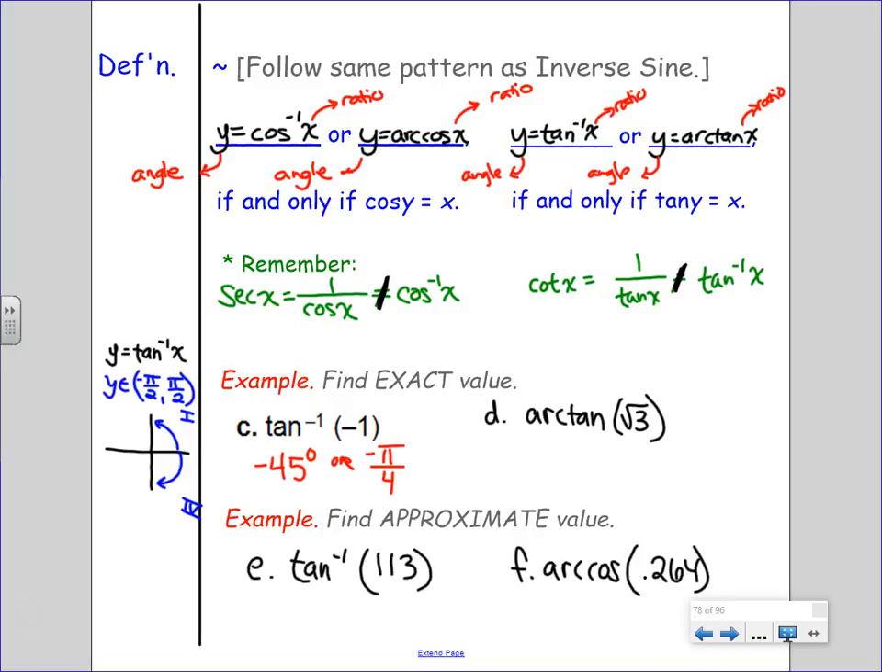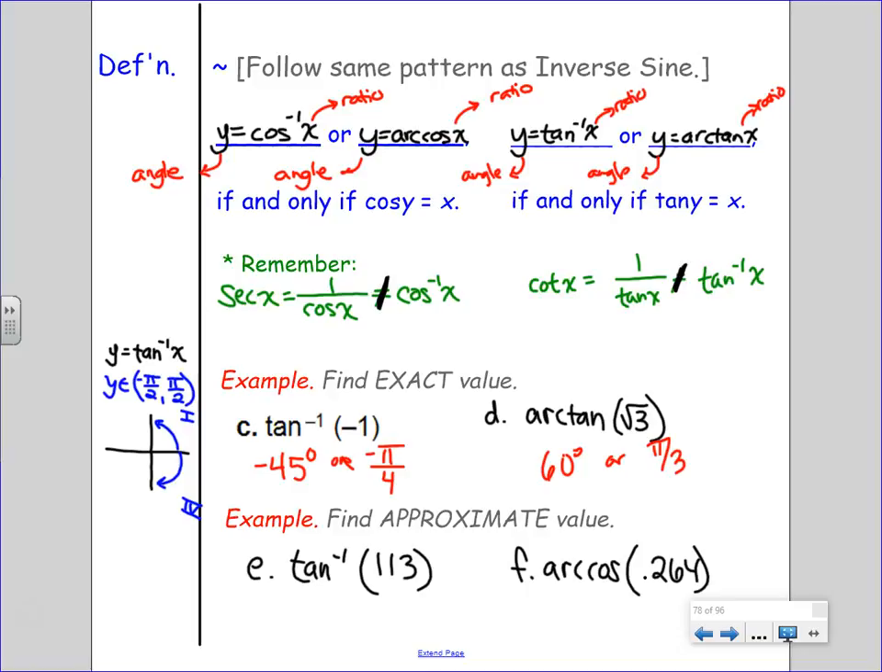Just figure it out. Now, tangent inverse of square root of 3. If you use the table, awesome. Or square root of 3. 60. And am I going positive or negative? Oh, yeah. First quadrant, 60 degrees, or if we were to be super snazzy, pi over 3.